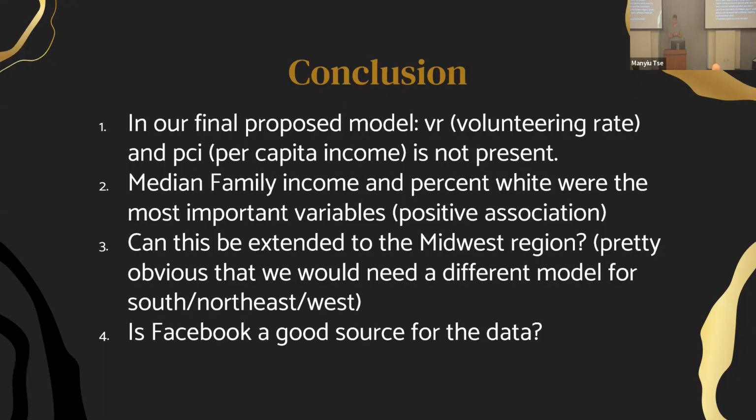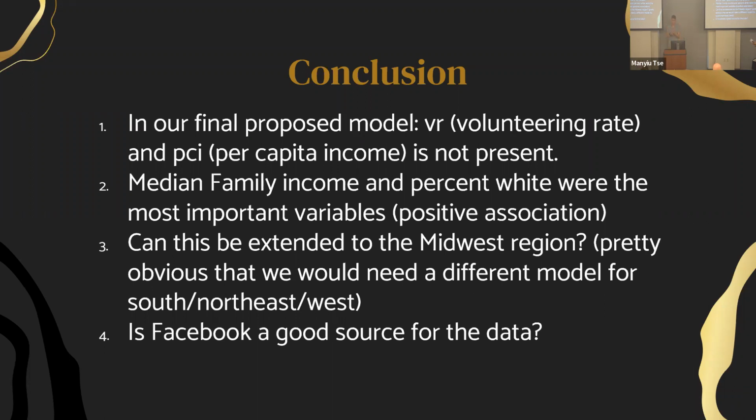So our conclusion: VR, which is volunteering rate, and per capita income, PCI, were not included in our final model, which could tell us that those variables just overall aren't very significant in affecting economic connectedness. And then median family income and percent white were the most important variables, meaning that they had a high positive correlation with economic connectedness, which is good. As those go up, economic connectedness will go up.